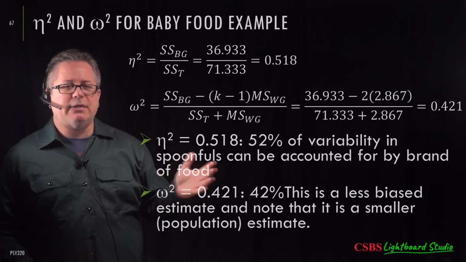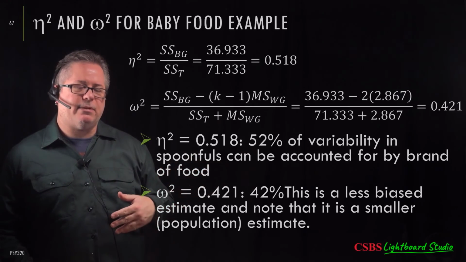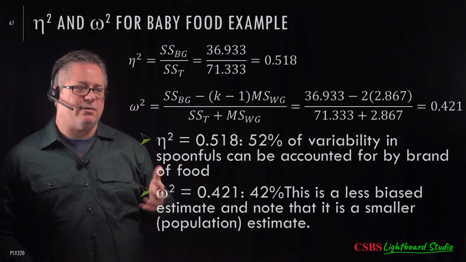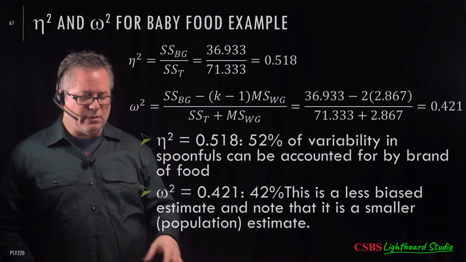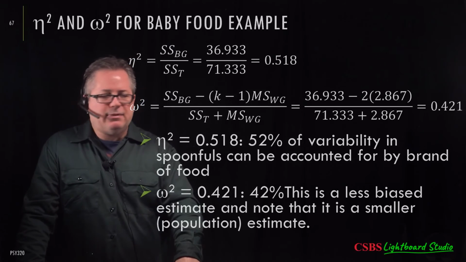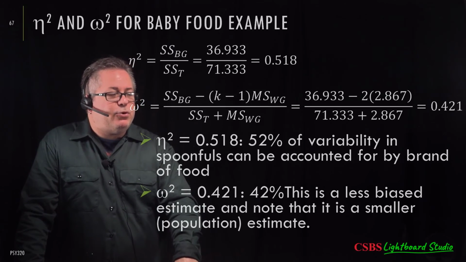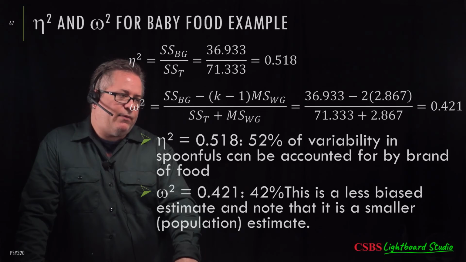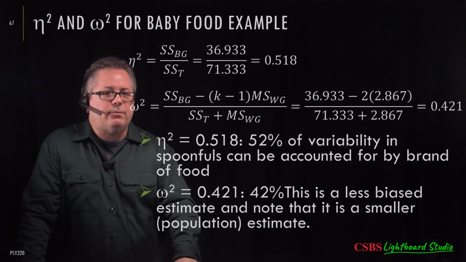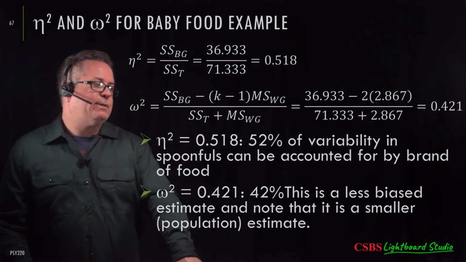So of all the things that can affect babies eating peas, there are lots of things that could be impacting their willingness to eat strained peas. It seems like at least 52%, more than half of that variability, is due to which brand they were being fed. That seems quite a lot. That's a pretty large effect.